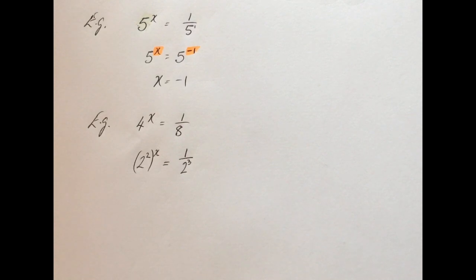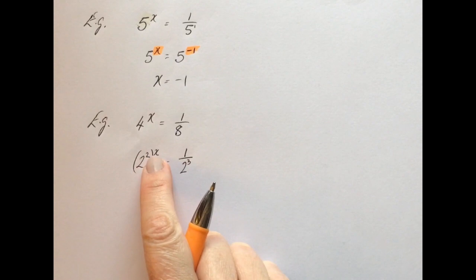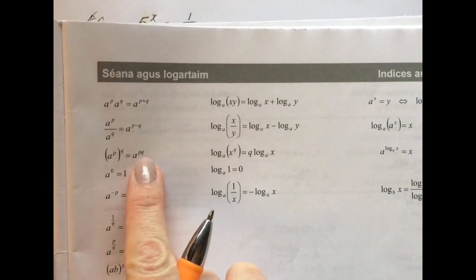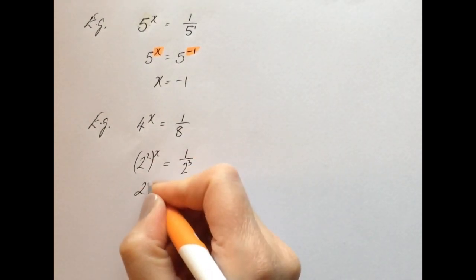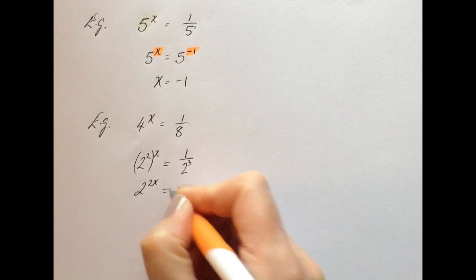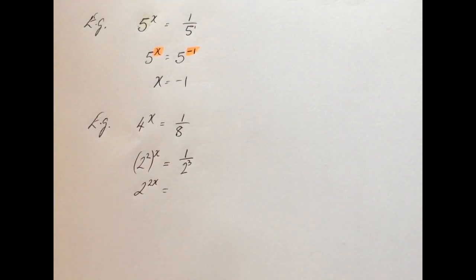All right, so again, our laws of indices now should help us tidy this up a bit further. So when we have a power to a power, okay, remember this is our third law. When you have a power to a power, you multiply the powers. So we can do 2 times x and get 2x. So that can be simplified to 2 to the 2x.